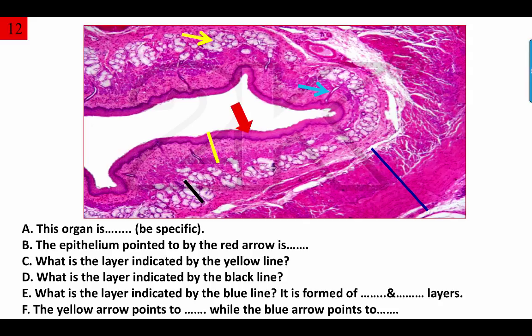What is the layer indicated by the blue line? It is the musculosa, formed of inner circular and outer longitudinal layers. The yellow arrow points to the mucous esophageal glands, while the blue arrow points to the duct. Here these are the glands themselves, the mucous esophageal glands, and this is the duct of this gland.